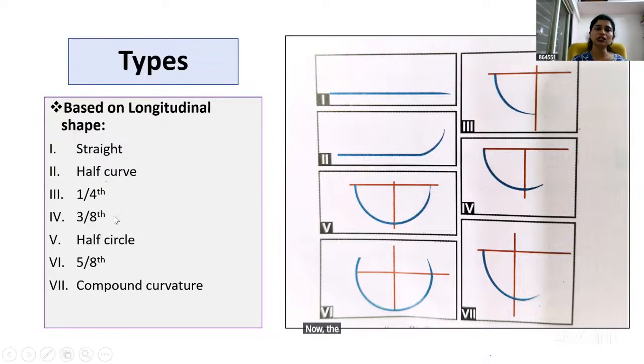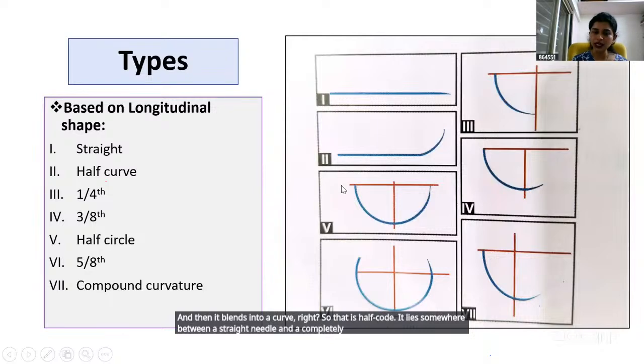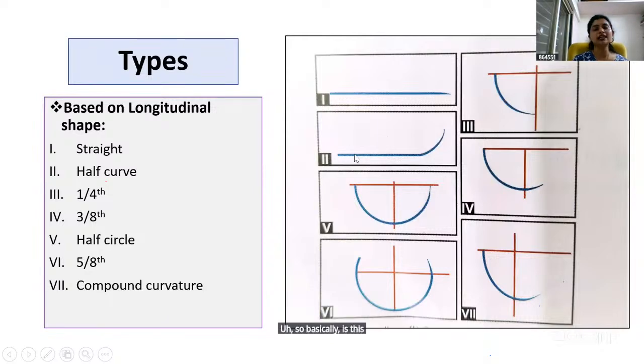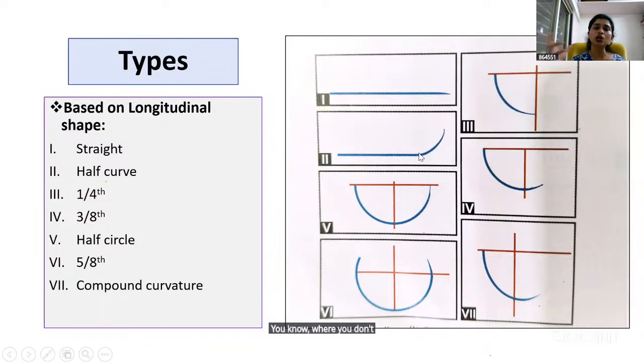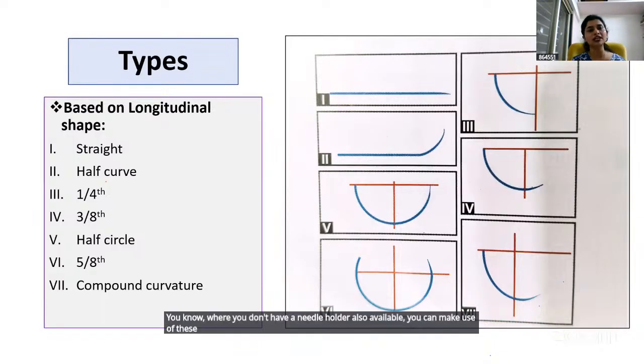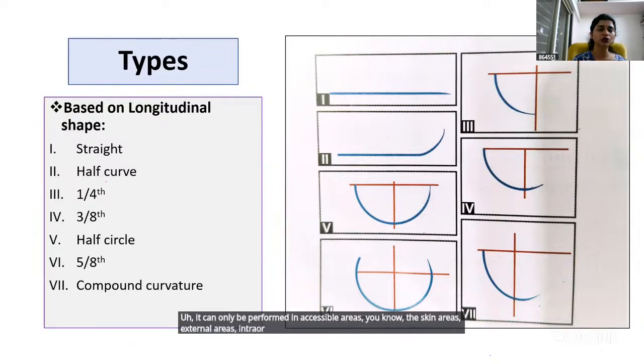Now, the next type of needle, that is this half curve. Why is this called half curve? Because as you can see, the first half of it is straight and then it blends into a curve, right? So that is half curve. It lies somewhere between a straight needle and a completely curved needle. So basically, is this very commonly used? Again, this is not very commonly used, but in certain emergency cases, where you don't have a needle holder available, you can make use of these needles, the straight one and the half curve one, and the suturing can be performed. Again, it can only be performed in accessible areas, the skin areas, external areas. Intraorally, it is very difficult to use these kinds of needles.